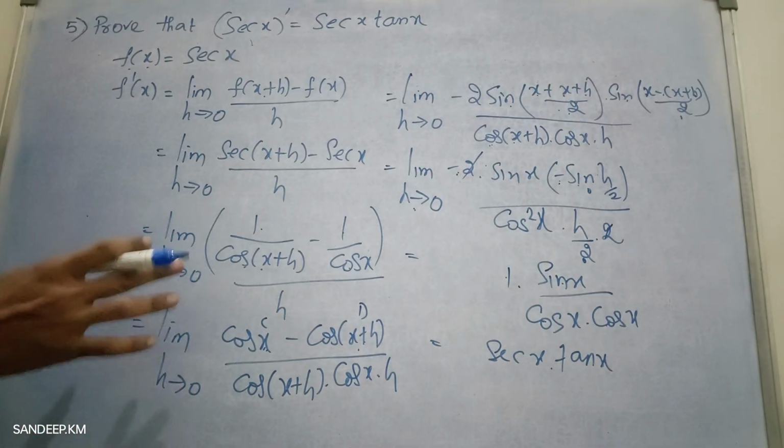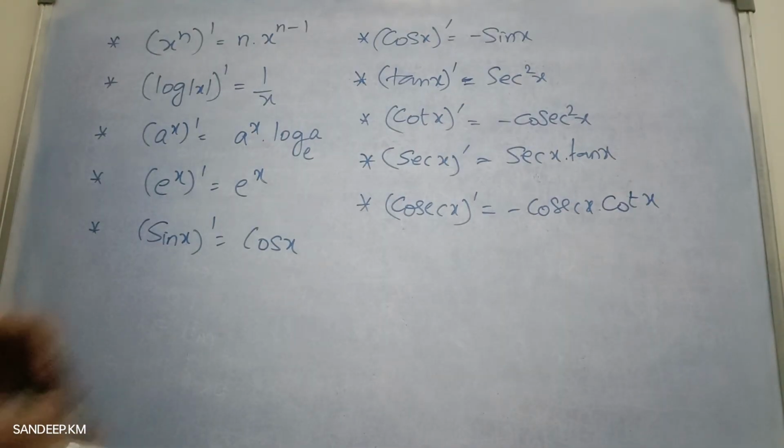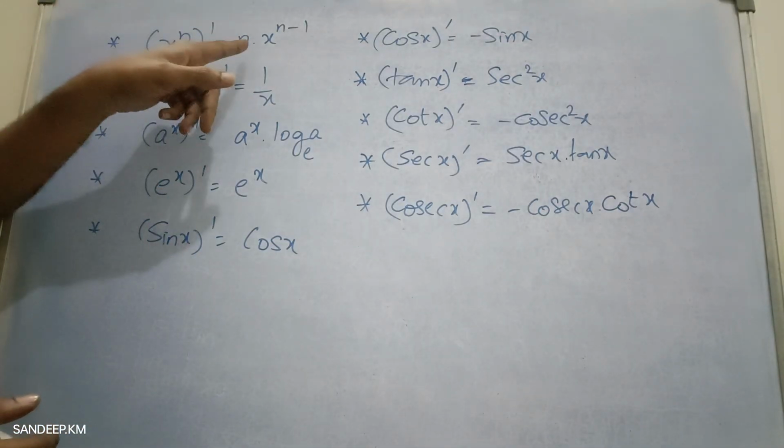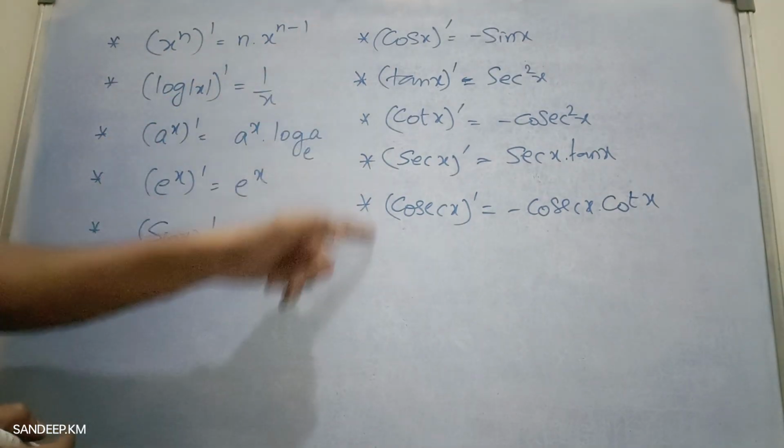Therefore, what we have proved until now, let me revise it. So we have proved this until now. In our first video, we have proved that x power n derivative is n into x power n minus 1, and in this video, we have proved the derivatives of these functions.